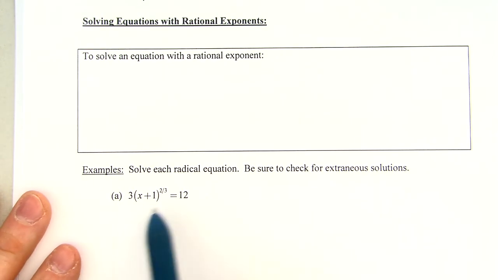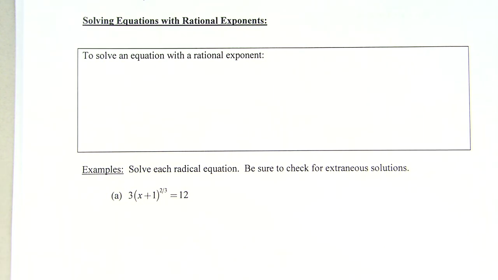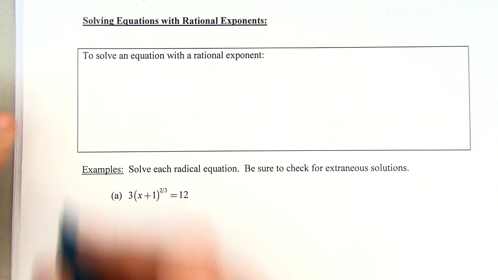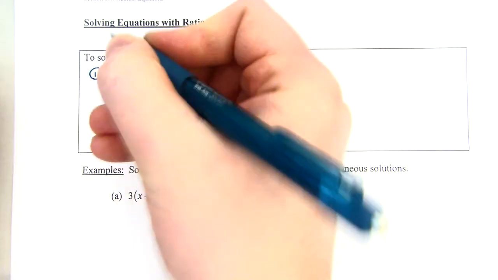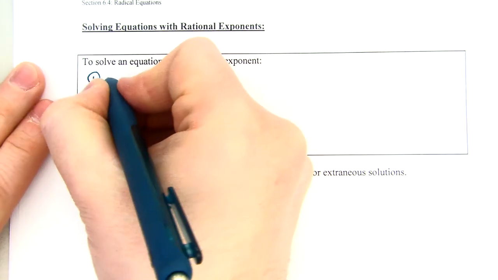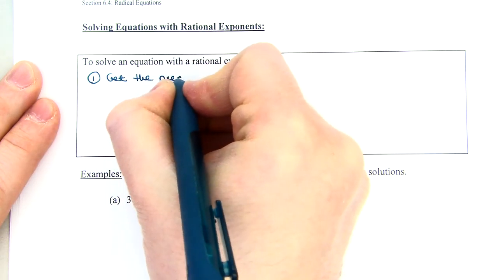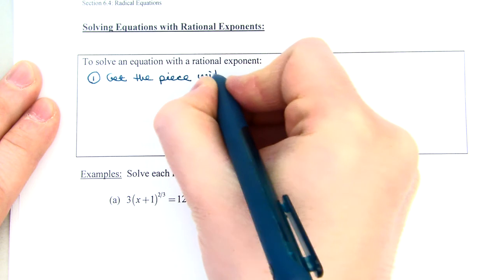For example, something like letter A, 3 times x plus 1 to the 2/3 equals 12. I know there's a cube root. I know there's a square. There's an easier way, though, to deal with this. To solve an equation with a rational exponent, first thing we're going to do is get the piece with the exponent by itself.